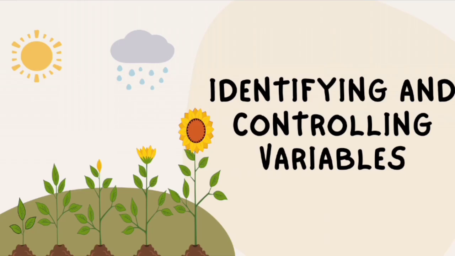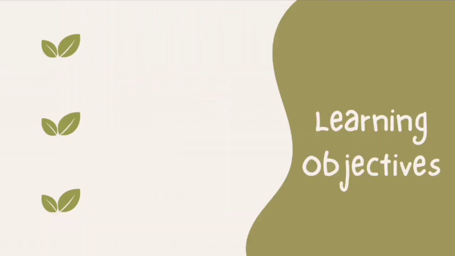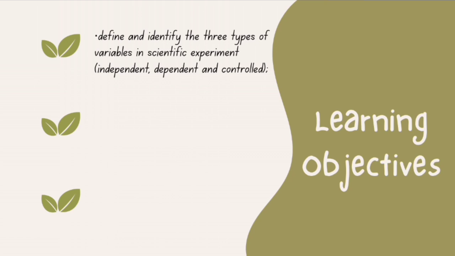So for today, we are going to discuss identifying and controlling variables. But before we start with our discussion, let's be guided by our learning objectives. At the end of the lesson, the students will be able to, first, define and identify the three types of variables in a scientific experiment: the independent, dependent, and controlled.